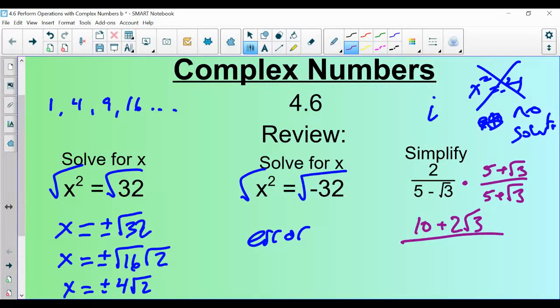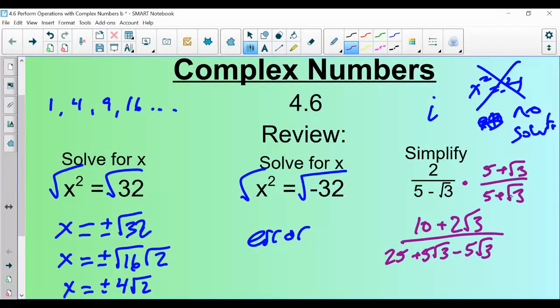And then our denominator, we would actually have to FOIL this. 5 times 5 is 25. And then we would do 5 times positive root 3, which would give us 5 root 3. And then this one would be 5 times negative root 3. So then positive times a negative makes it negative. And then once again, we just write them together because one's in a root and one's not.